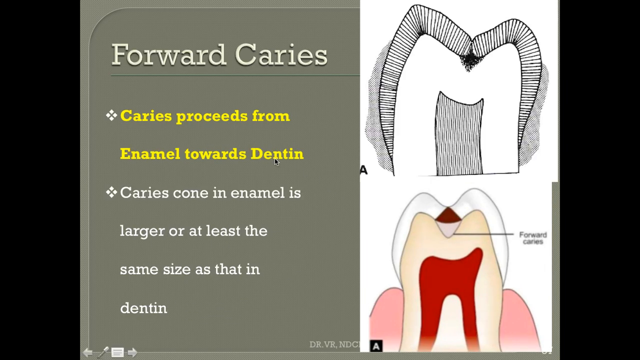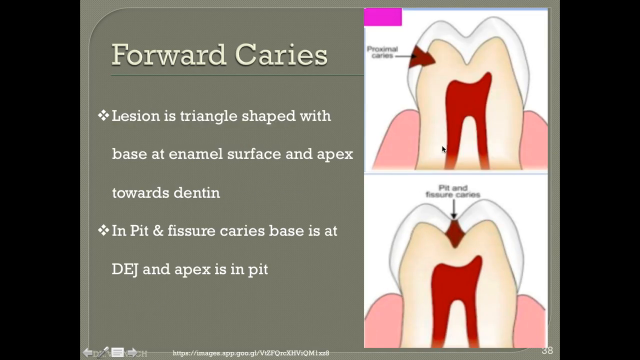Forward caries is the usual process of caries progression you find. That is, it proceeds from the enamel towards the dentin. So usually you find the caries cone in the enamel will be larger or it will be the same size as that of the dentin. And again the lesion is triangle shape over here with the base at the enamel. If it is a proximal smooth surface, you find the base is at enamel and apex is towards the dentin. In pit and fissure, you find the base is towards the DEJ and apex is towards the pit. So that is forward caries.